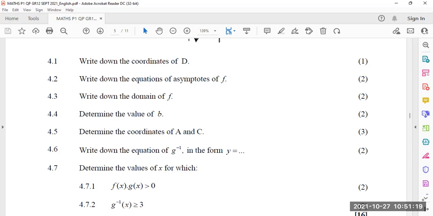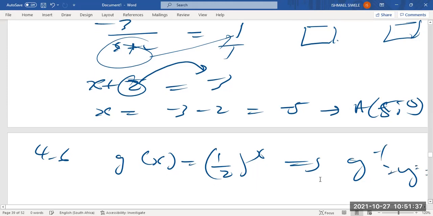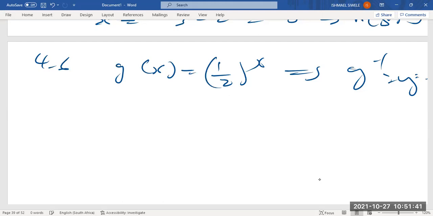So we have g of x equal to (1/2) exponent x, and they want us to write the graph of g inverse in the form y equals. One thing that we used to see when I was doing the trick is that the exponent is always the answer. The relationship between exponents and logarithms: this is the base, and the exponent is always the answer. So I'm going to have x equal to log base 1/2.